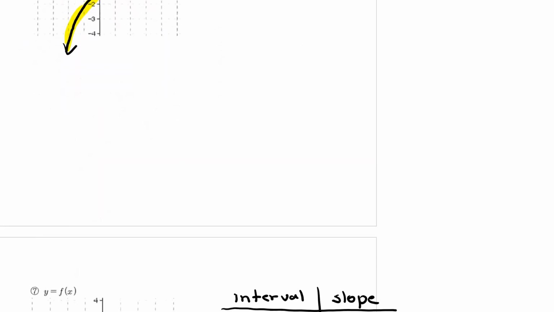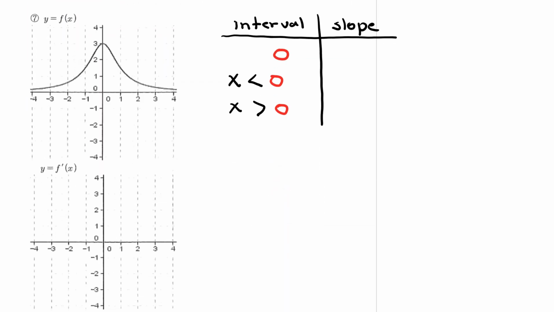Okay, that wasn't too bad. Let's go to question number 7 now. Okay, so for question number 7, the good news is there's a horizontal tangent line at x equals 0. So that slope is going to be 0 on the derivative. So there's an x-intercept right there.